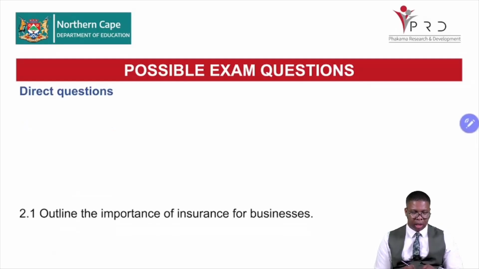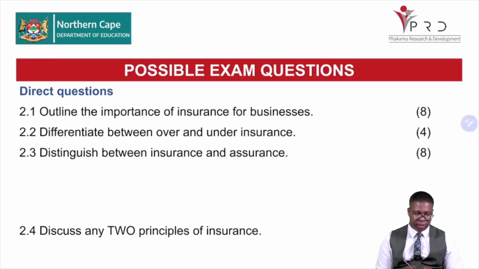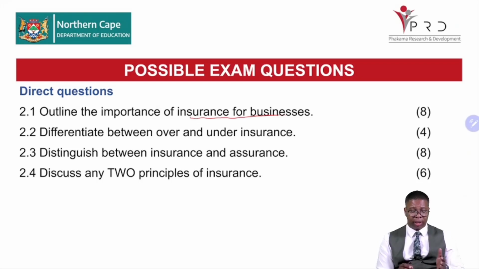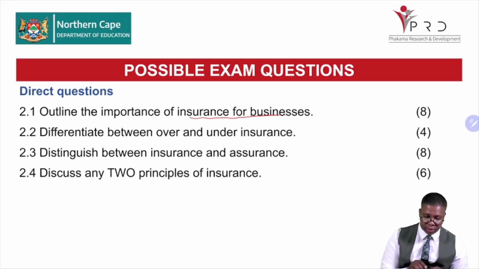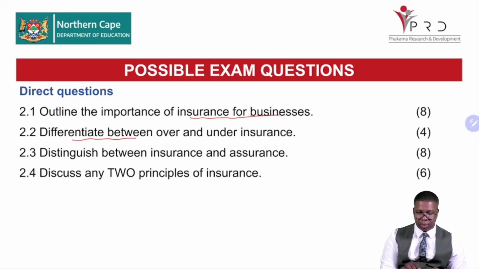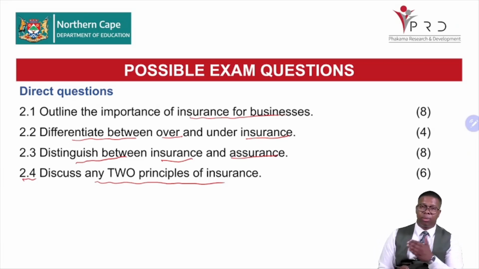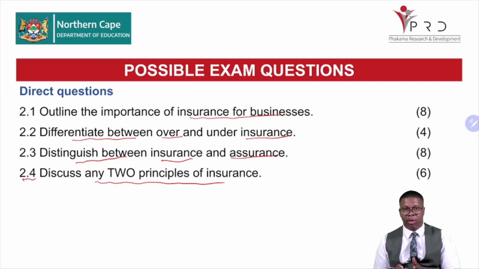Then as we proceed, we look into direct questions. The following can be direct questions whereby you are asked to outline the importance of insurance for the business, or it can be rephrased as advantages of insurance for the business, or differentiating between over and under insurance, or distinguishing between insurance and assurance. And also 2.4 can say discuss any two principles of insurance. These are direct questions, and it doesn't mean they cannot be assessed as your scenario as well.